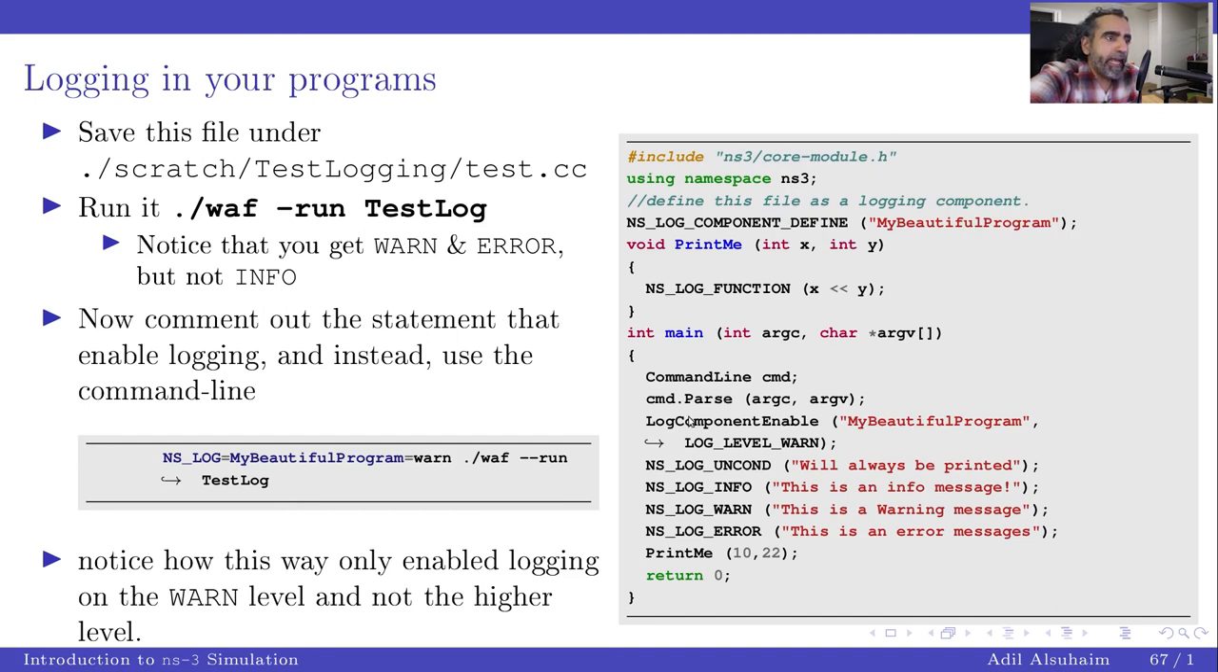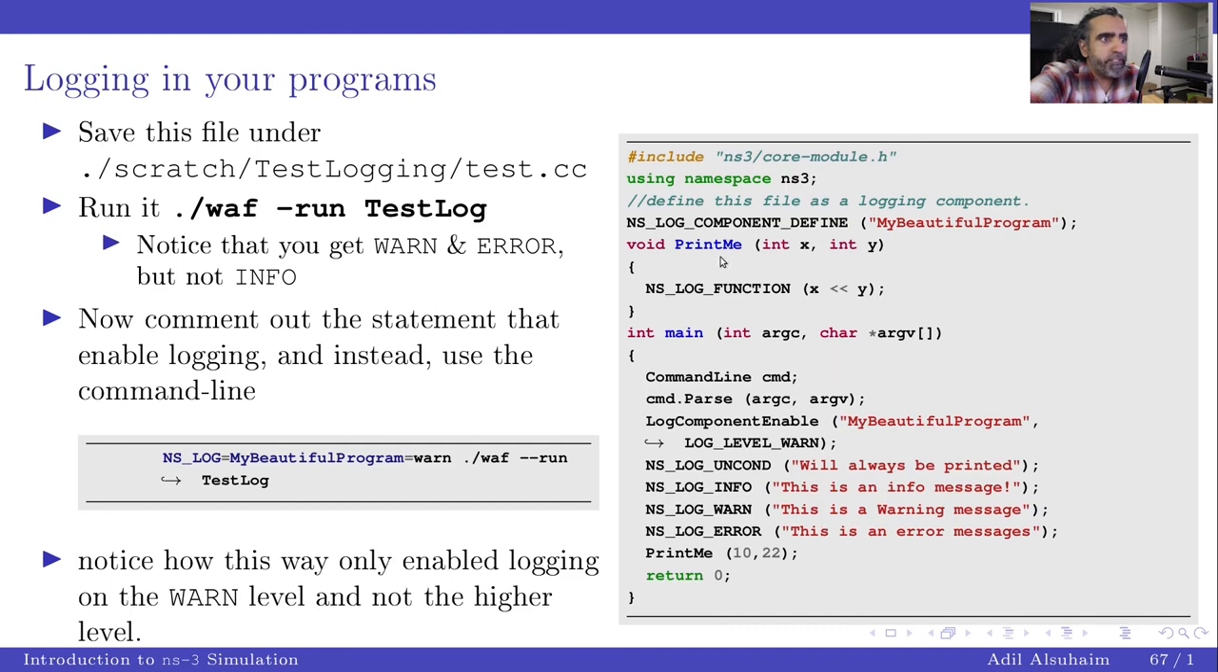And basically in the main function, I have log component enable, my beautiful program, log level warn. So what will be printed here? It will be warning and higher. So it should print, this is a warning message. This is an error message. It will not print the info message. And this is ns_log uncond, which will be printed regardless. And yeah, basically that's what we do.